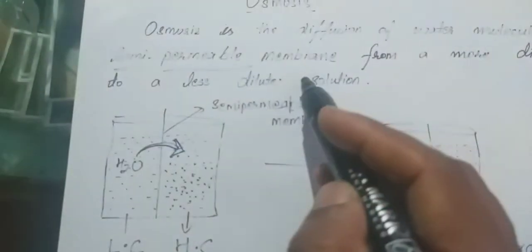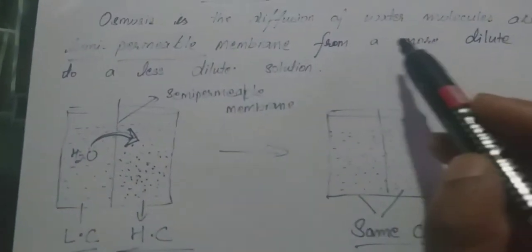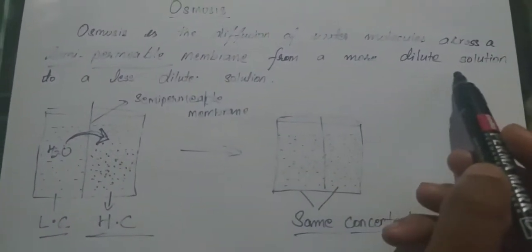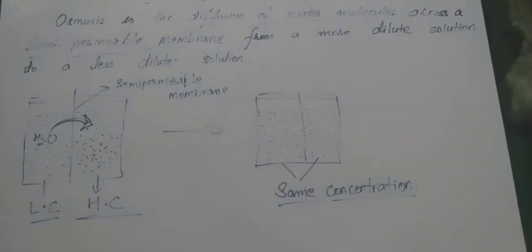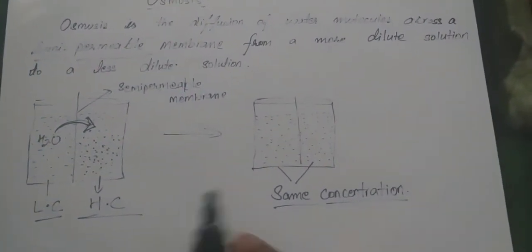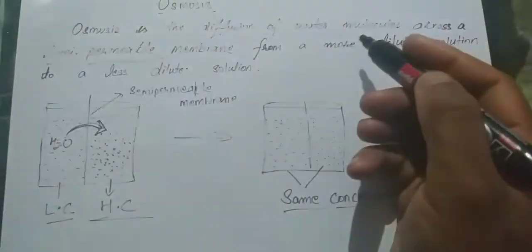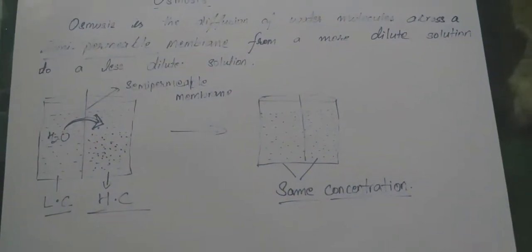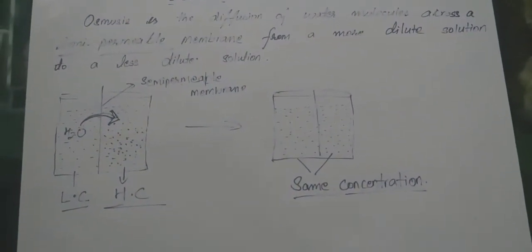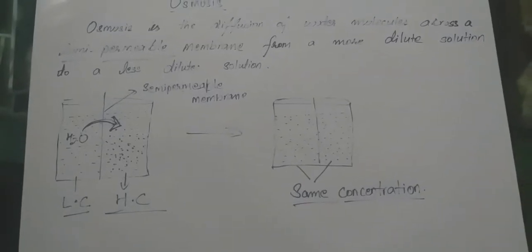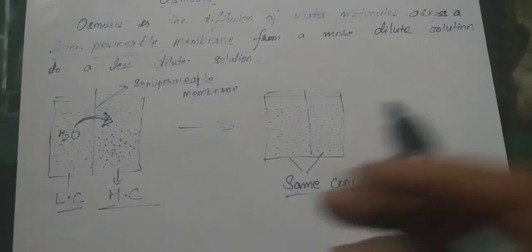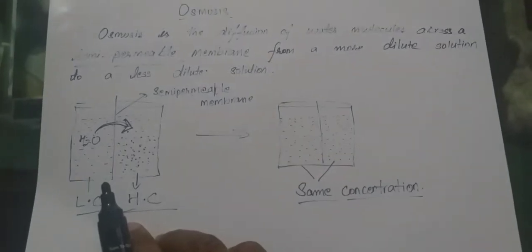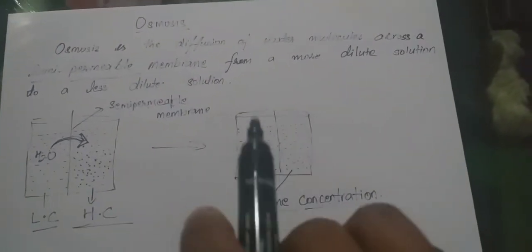Across a semi-permeable membrane from a more dilute solution to a less dilute solution. More dilute means less concentration, and less dilute means more concentration, higher concentration.